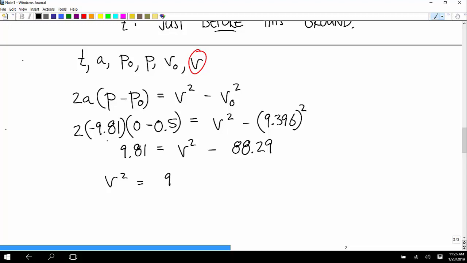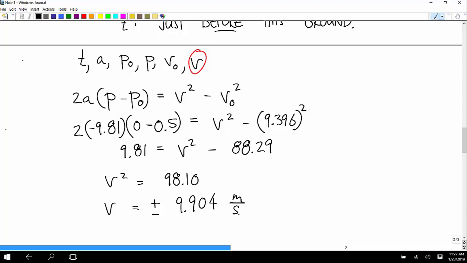Yeah. So, 98.10? Okay, and then v is the square root of this. So plus or minus, what's the square root of 98.1? 9.94. 9.904 meters per second.